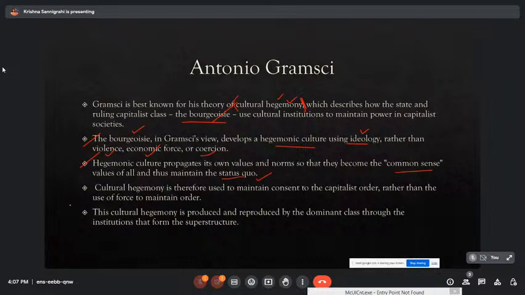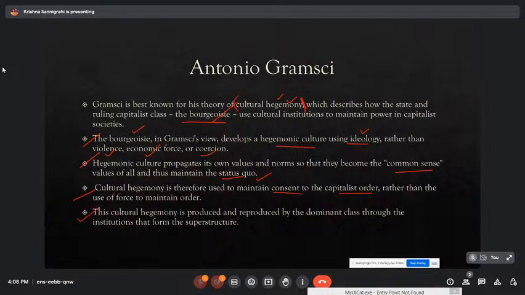So cultural hegemony is therefore used to maintain consent to the capitalist order rather than the use of force to maintain order. Every time you cannot beat somebody or hit somebody to make them understand. Instead, you have to make that person understand that even if you are being tortured and even if you are not in a very good condition, this is the ideal thing. This is how the world runs. This is how it has been for ages. And this is exactly what the ideological state apparatuses do in order to do what? In order to maintain consent to the capitalist order. So in order to maintain consent to the capitalist order, cultural hegemony is playing its role.